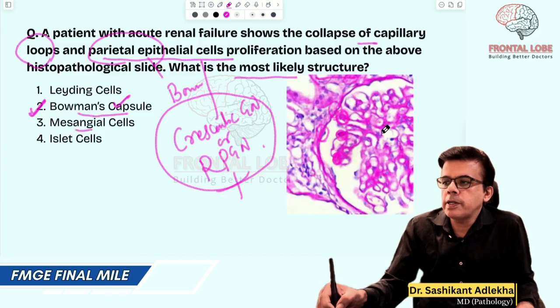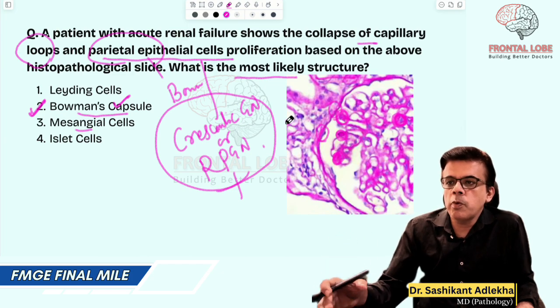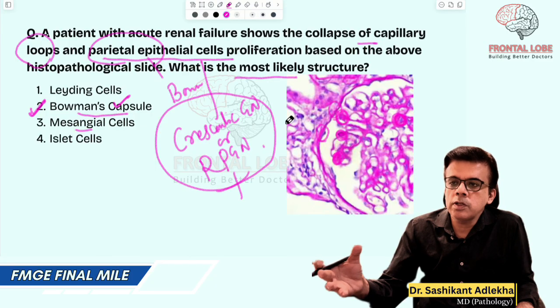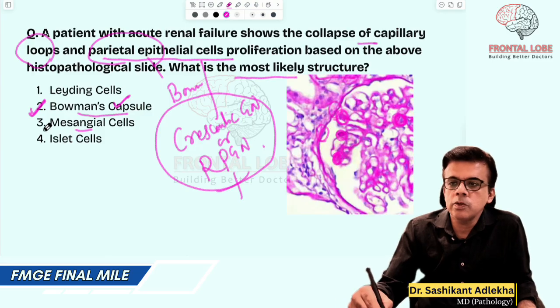Mesangial cells are present between the glomerular capillaries. They are present over here, and this is composed of some mesangial stromal cells and the connective tissue matrix. These are just like pericytes or stromal cells which have different functions, like they provide support to the capillary architecture, and they also have phagocytic action. Apart from that, they secrete various substances also. So mesangial cell is not the case over here. They are not involved in the crescent formation.